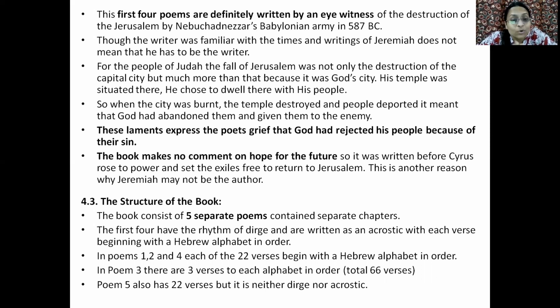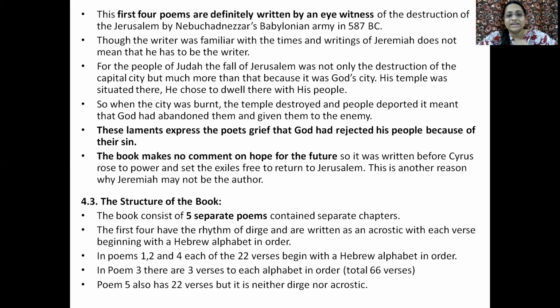So the book makes no comment of hope for the future. This book is hopeless, meaning there is no hope in the book for the future, and the author does not give any hope, and he simply says that it is because of the sin of the people that God has left and judged the people. So it was written before Cyrus. Okay, because Cyrus was the person who actually told the people to return. Because there is no hope, it simply means that it was before the time of Cyrus who freed them. Okay, so this is another reason why Jeremiah may not be the author.